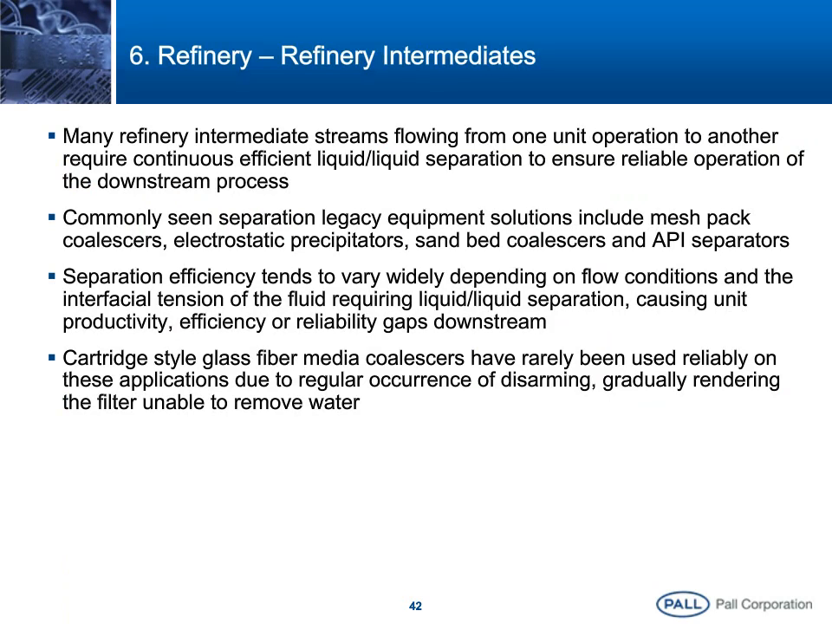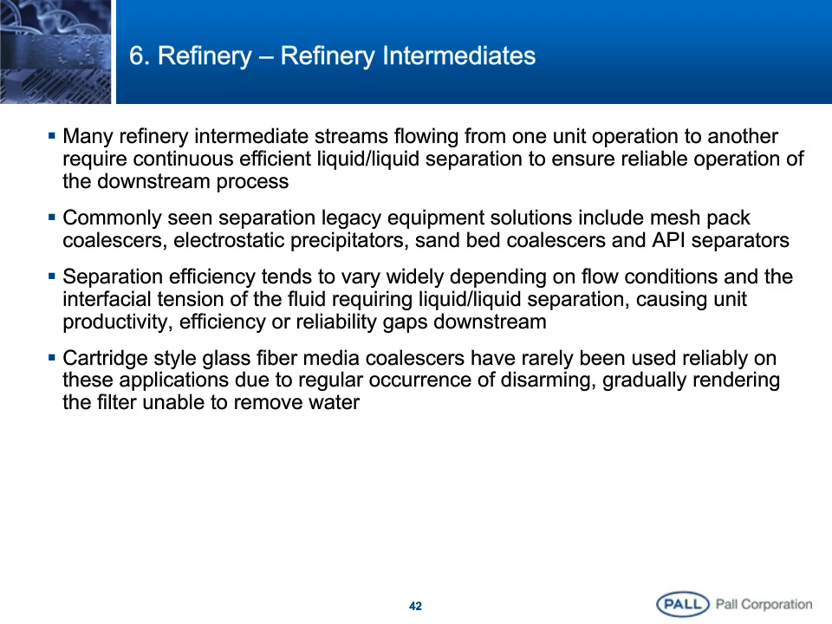Refinery intermediates, this covers a wide range of streams, typically where the flow is going from one unit operation to another. There is a need for continuous, efficient liquid-liquid separation. And what's often seen here is different types of legacy equipment. This can include mesh pack coalescers, electrostatic precipitators, sand bed coalescers, and API separators.